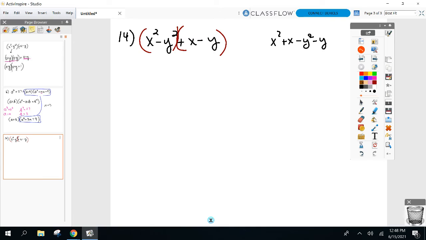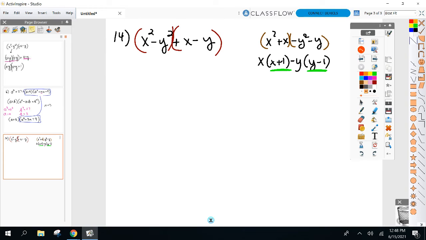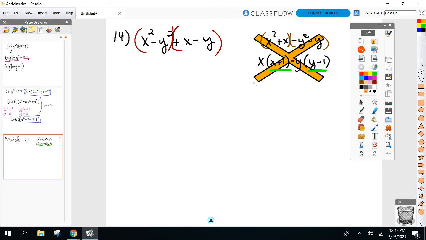All right, but watch what happens when I group these. Take a GCF out of the first one, you get x, and you're left with x plus 1. Take a negative y out of the next one, and you're left with y minus 1. I cannot group this because what's left inside the parenthesis is not the same. So reordering them will not work for me here. All right, reordering them is no good.